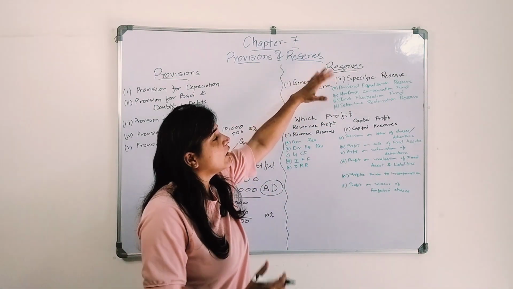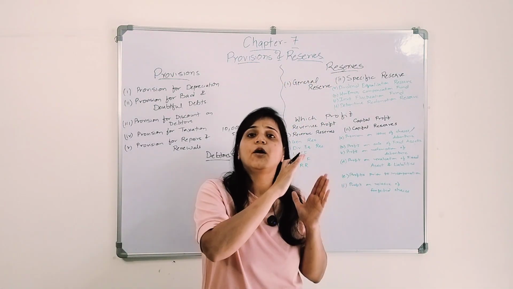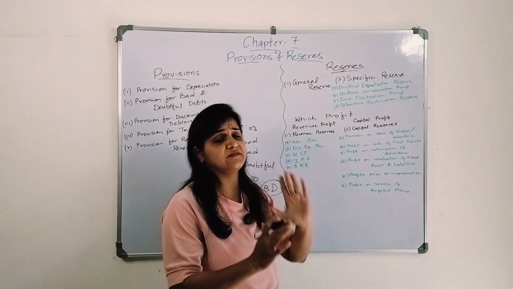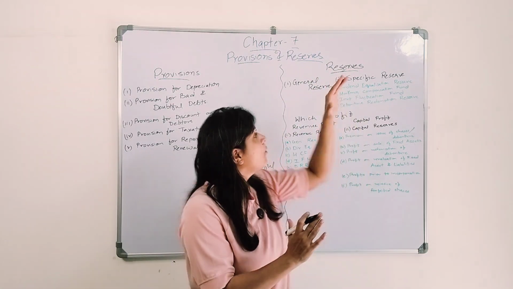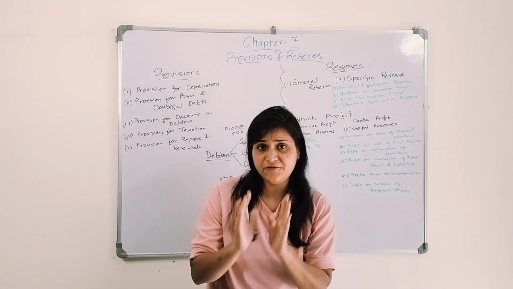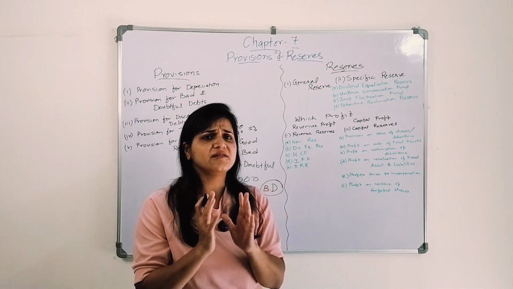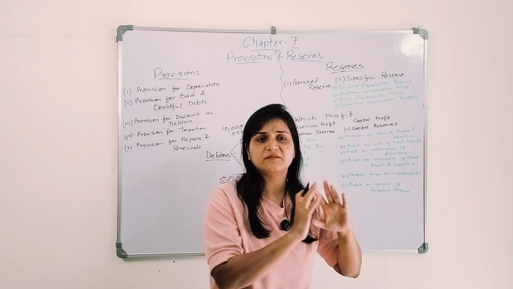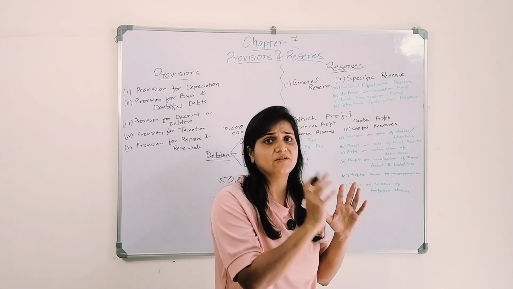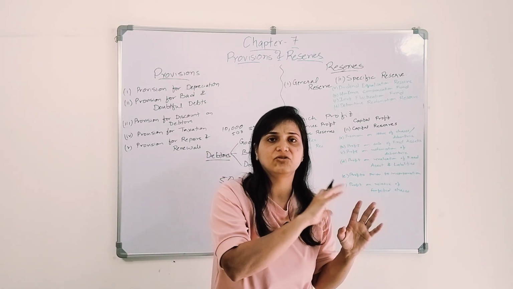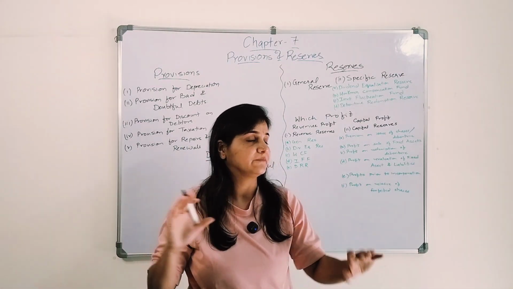So this is what reserves are: appropriation of profit. Now these reserves have been divided into two. One is a general reserve and one is a specific reserve. When I say general reserve, it means you can use it for any purpose. You keep a certain amount, and if certain things happen in the organization, you use that much money.